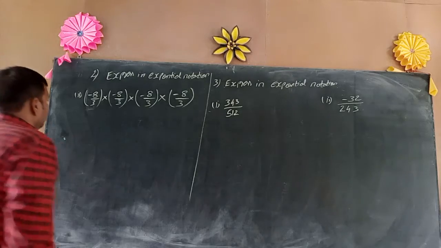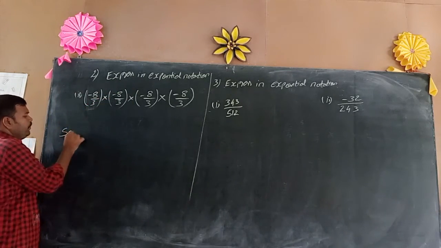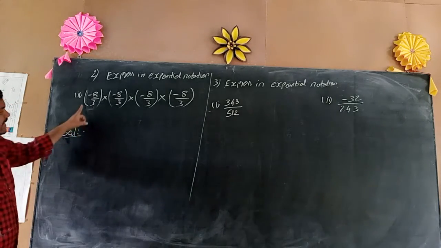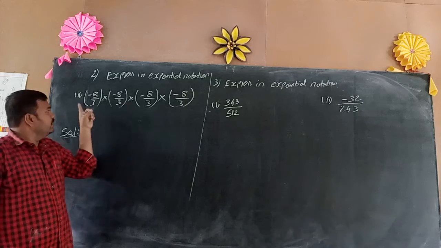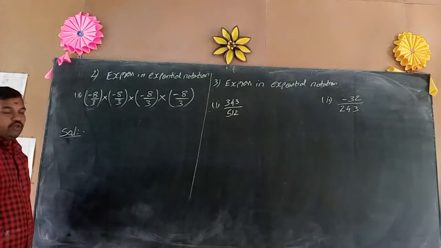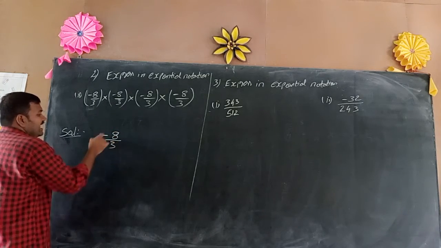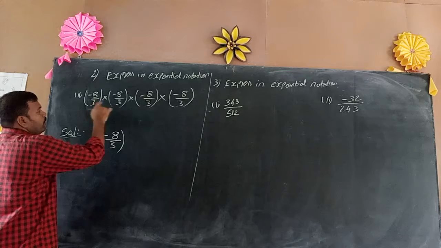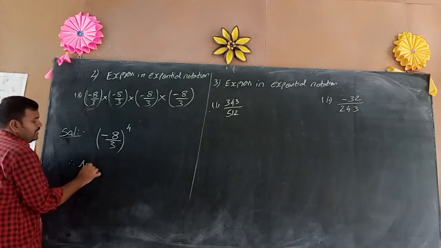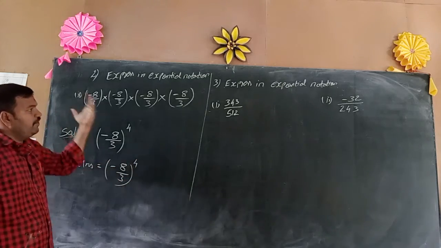Okay, here are the next two sums. First one is expressing in exponential notation. Exponential means power form. We have to write in the power form. Bases are same or not, we have to see. Minus 8 by 3, minus 8 by 3, minus 8 by 3, minus 8 by 3. All are same. So we can directly write that expression in the form of minus 8 by 3 repeated how many times? 1, 2, 3, 4. So write it as 4. Therefore, answer is minus 8 by 3 whole to the power of 4. This is called power form.